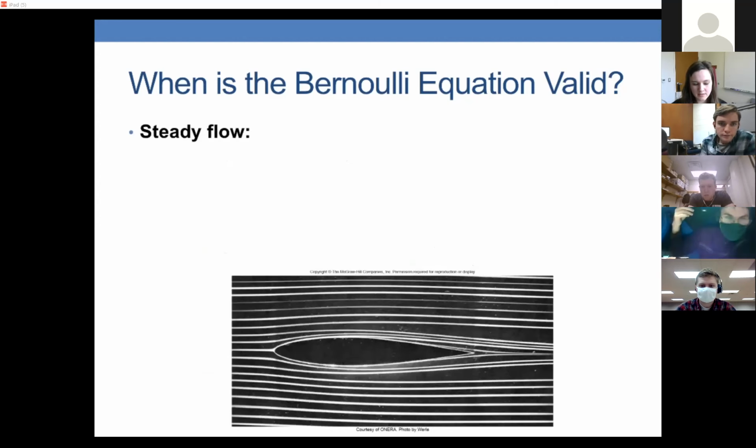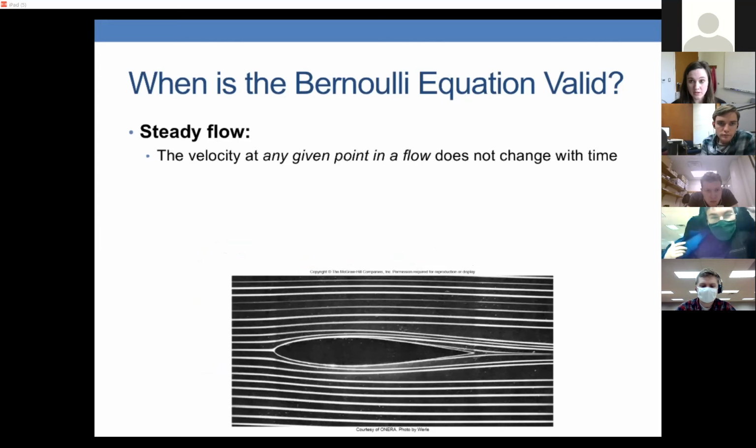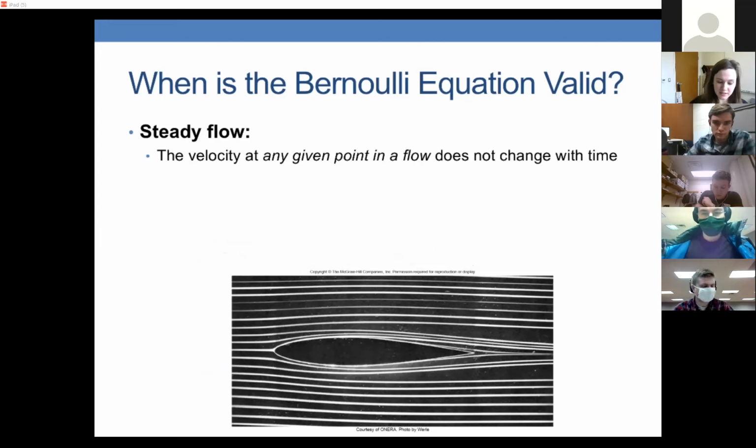Okay. So steady flow. We need steady flow. And steady flow means the velocity at any point does not change with time. This can be a little bit confusing because we can have V1 and V2, and the velocity can change in between V1 and V2, but if you're watching this over time, the velocity at point 1 stays the same and the velocity at point 2 stays the same. That is steady flow, or steady state flow.